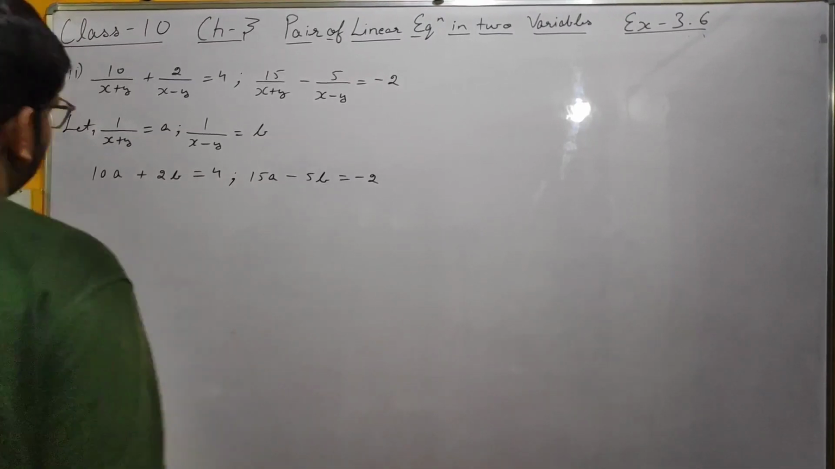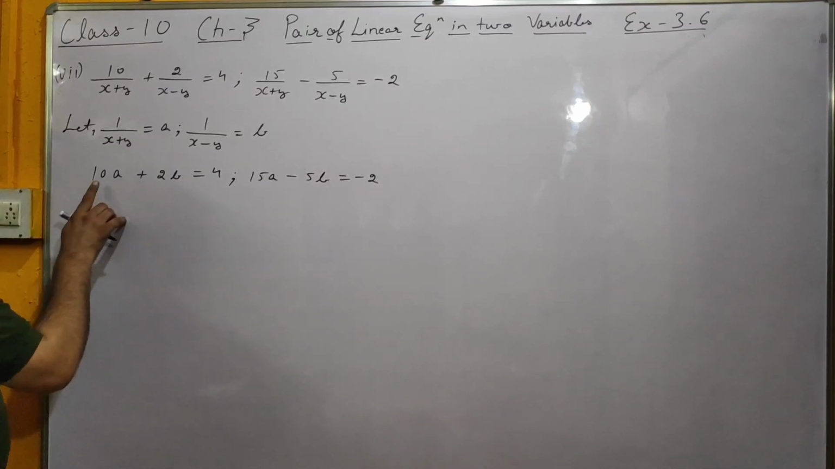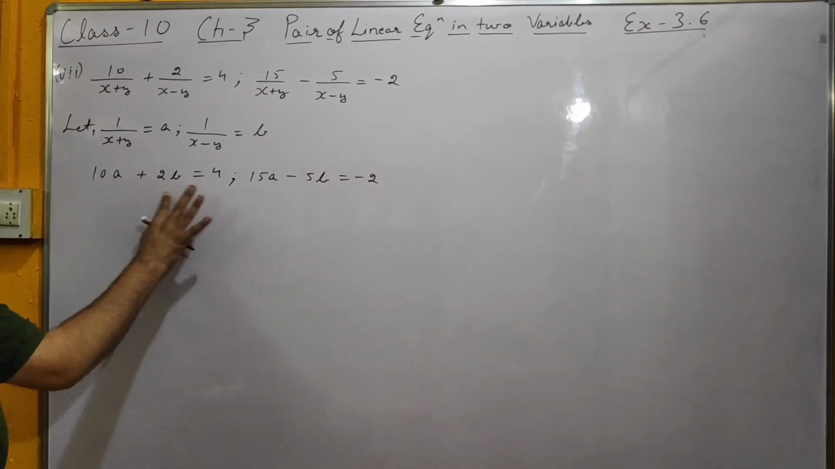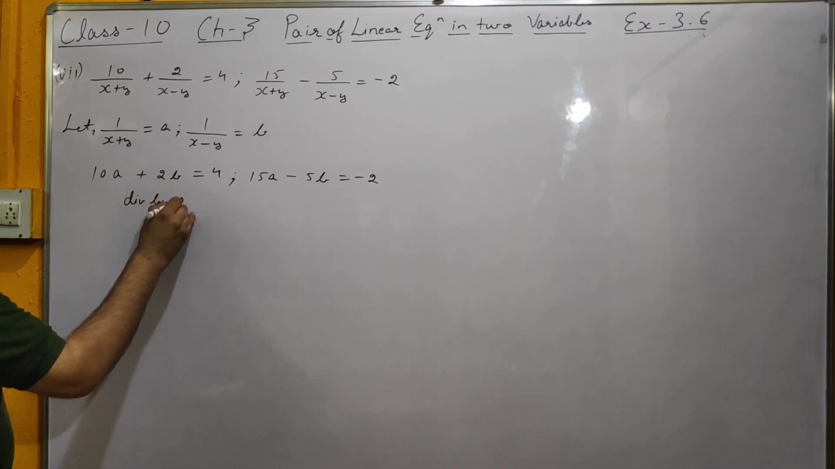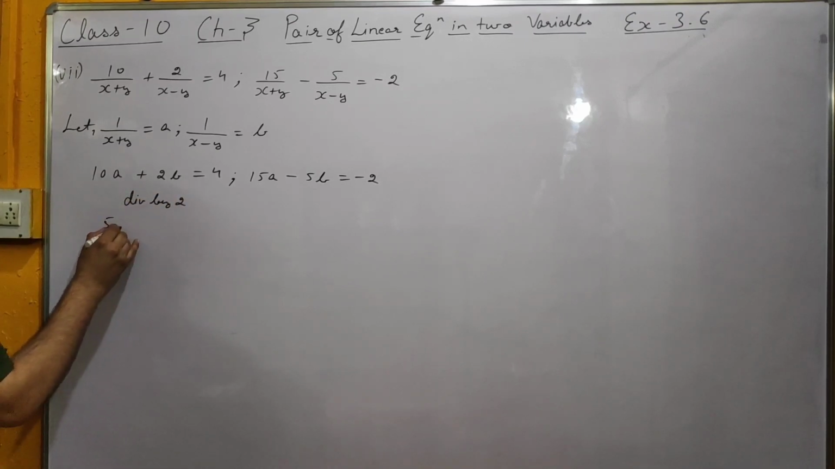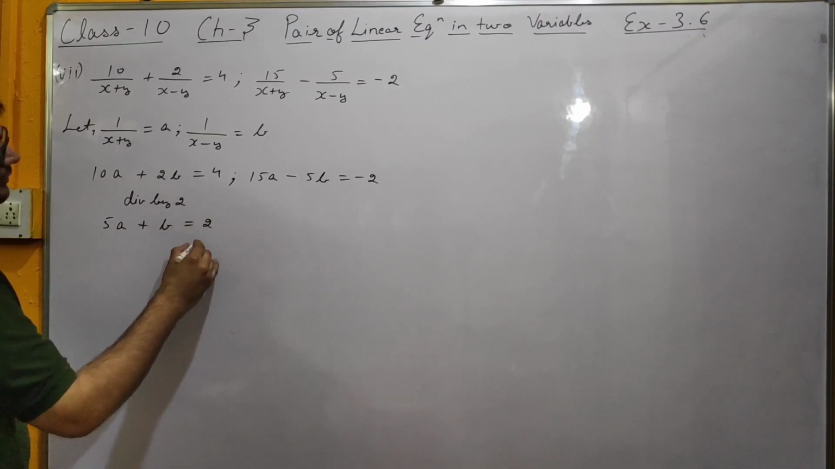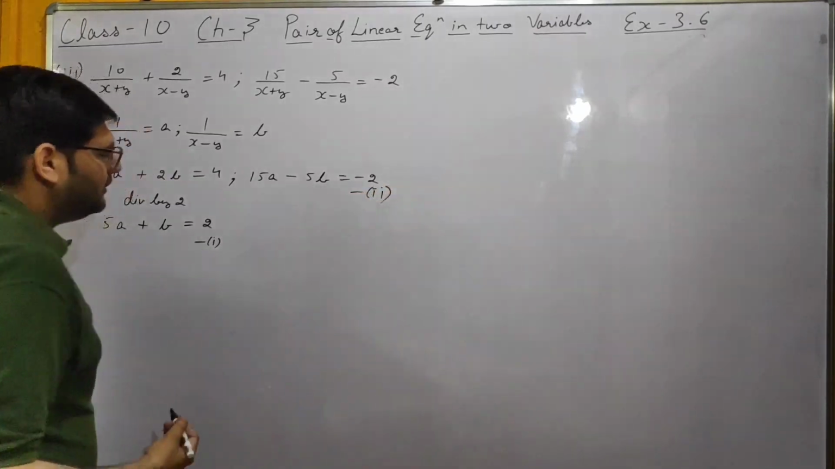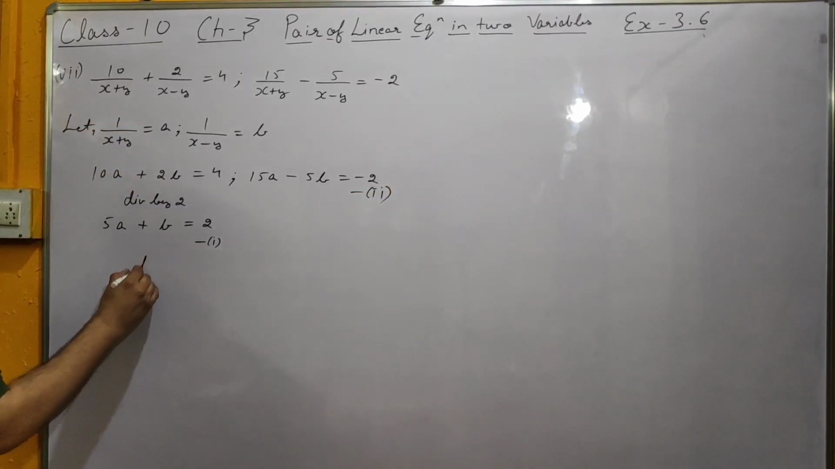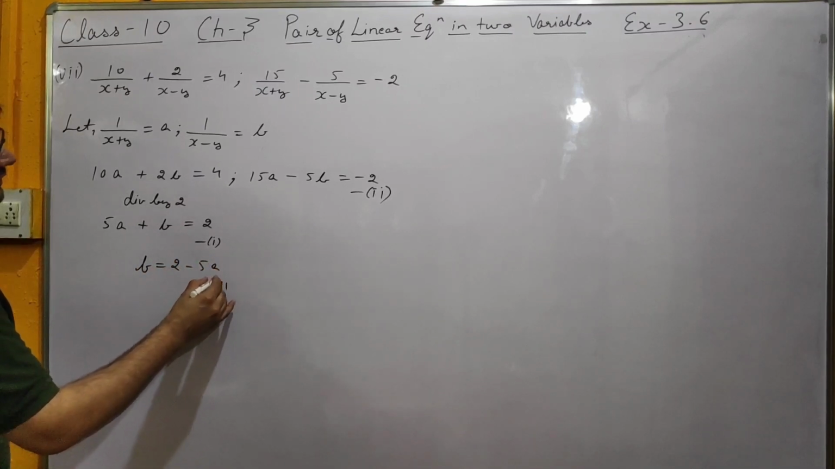So this time let's try it by substitution method. First of all, just reduce the equation. 10, 2 and 4 are divisible by 2. We will divide it straight away. Divide by 2. So it will be 5a plus b equals 2. So now let it be our first equation and this is our second equation. Now dear students, find the value of b from here. b equals 2 minus 5a. This is our third equation.